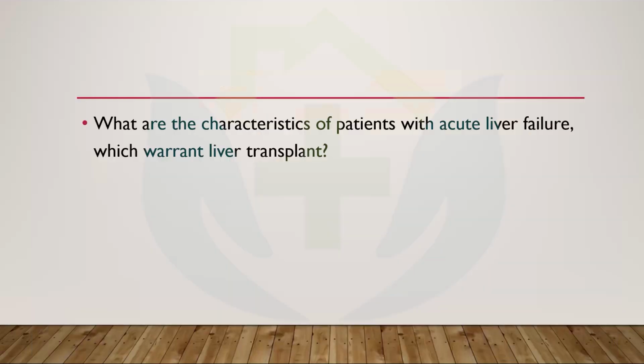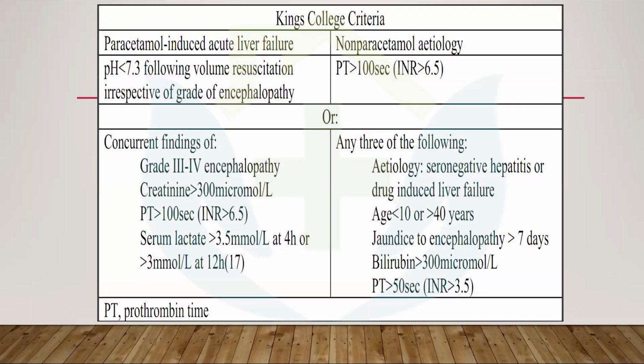So where we were, I think it's already 1 hour. I should be quick because I have to complete the CBS also. Okay. What are the characteristics of the patients with acute liver failure which warrant liver transplantation? Characteristics, what they are asking you are the criteria for the liver transplant. So the very famous King's College criteria: paracetamol induced, non-paracetamol induced, pH criteria and other criteria. I'll not go into the detail. You can read it from your book. It's the King's College criteria.